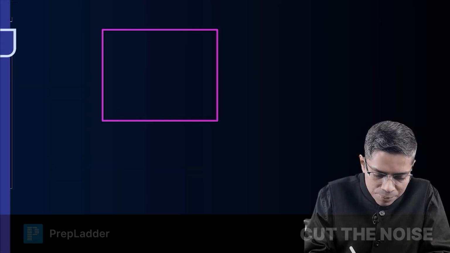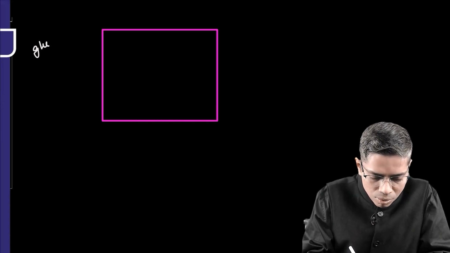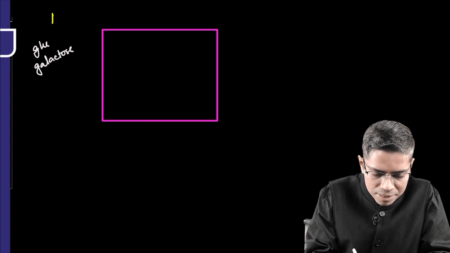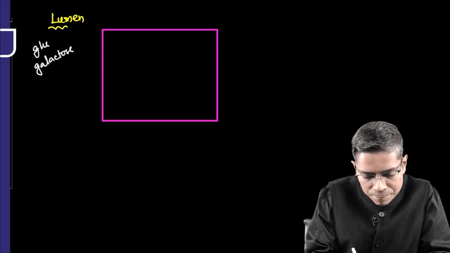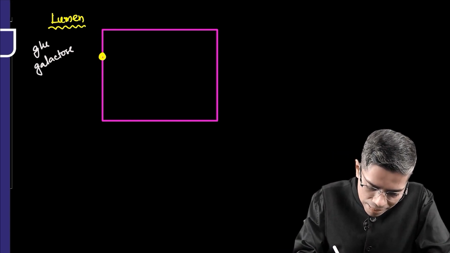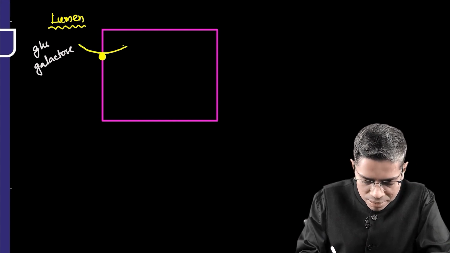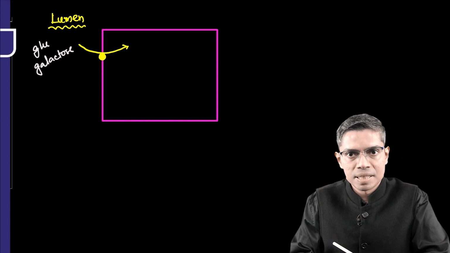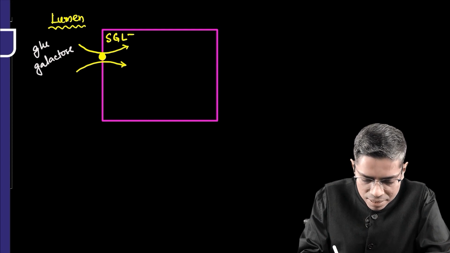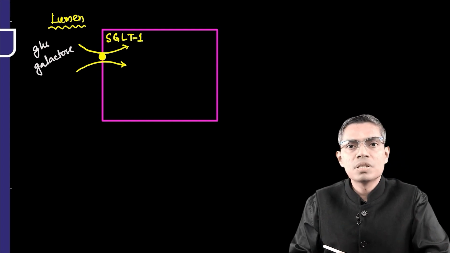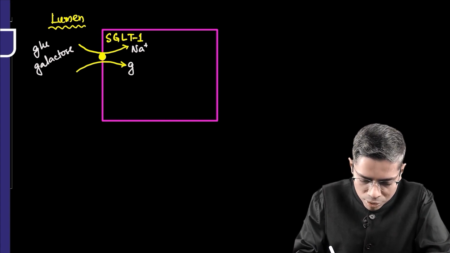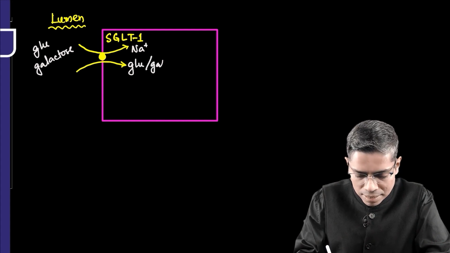Here's the explanation. If you think of glucose or galactose, suppose this is the luminal side, so they are present at the level of the lumen of the GIT. All of us know that the transporter for glucose or galactose absorption at the level of the lumen of the intestinal cell, the enterocyte, is nothing but SGLT1, the sodium glucose linked transporter. So it is going to absorb one molecule of sodium and one molecule of either glucose or galactose, right?